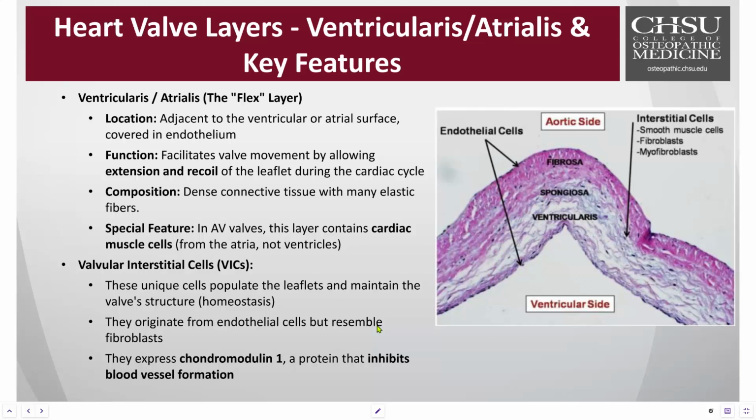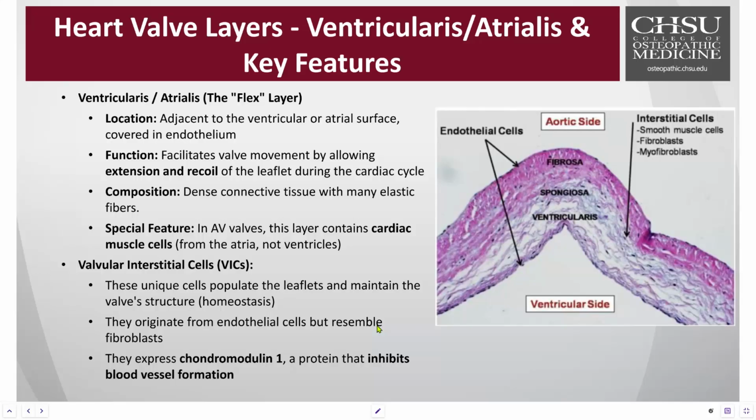One special feature, particularly in the AV valves, is the presence of some smaller cardiac muscle cells within this layer. They're actually derived from the atria, not the ventricles, which helps modulate leaflet stiffness. One of the key characteristics that apply to all the valve leaflets is that they're avascular, meaning they don't have any blood supply, and they instead allow diffusion from the blood to go directly through them.